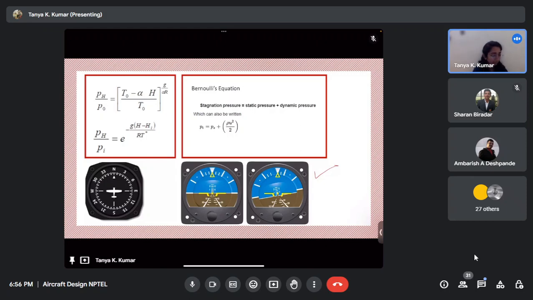Magnetic compass gives you heading. This is a magnetic compass. So if you are going straight, it points towards the north. If you're deviating from the north, it gives you by how much you're deviating from the north. So that is magnetic compass. This is one of the gyroscopic instruments. So what do you think it measures?